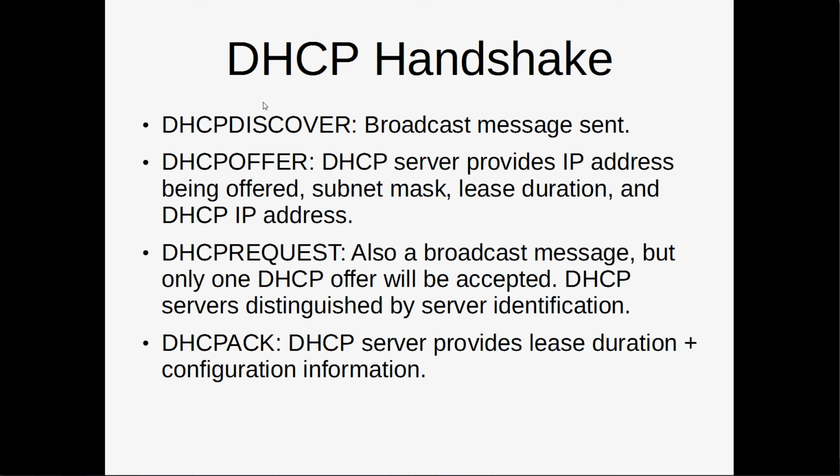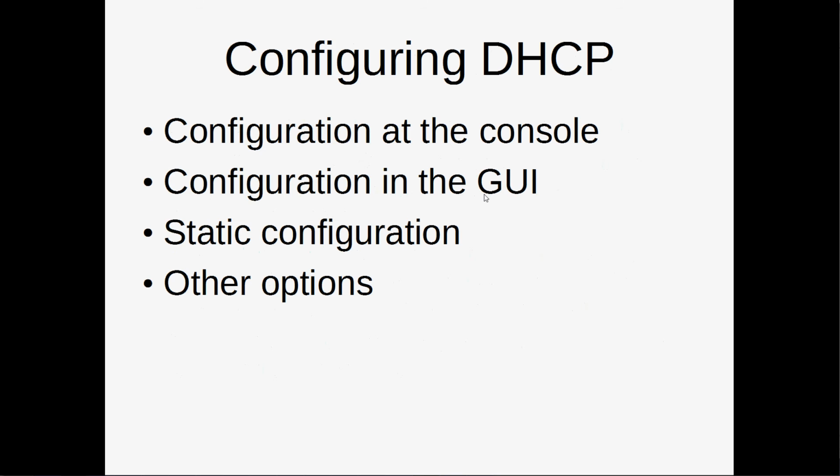And then in the last step, we have DHCP ACK. This is done by the DHCP server. In this step, the DHCP server provides lease duration and configuration information. Note that the IP address had already been provided in the DHCP offer step. So that's the DHCP handshake. And now we'll go straight into configuring DHCP.